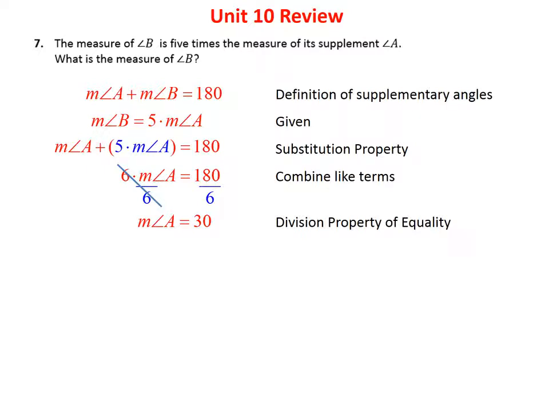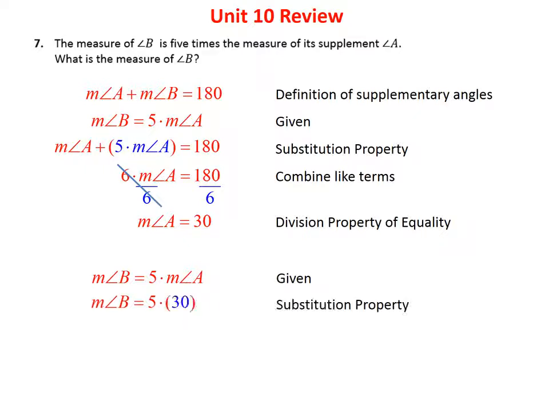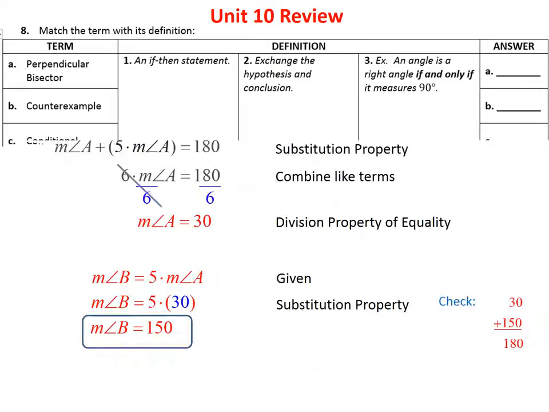We want to find the measure of B. Well, we know that the measure of A and B add up to 180, but we also know that measure B is 5 times that. So what's 5 times 30? That's 150 degrees, and that's our answer. Let's do a quick check to make sure they're still supplements. Notice that 30 plus 150 is 180, so we know that we have the right angles. They add up to 180, and 30 times 5 is 150, so we have the correct solution.